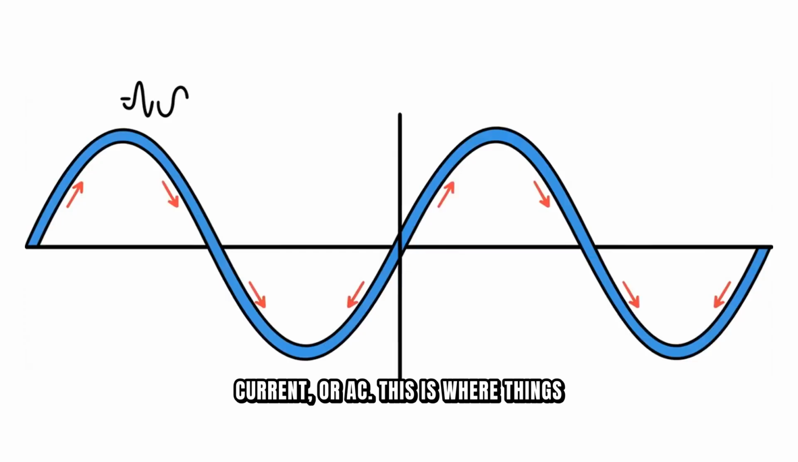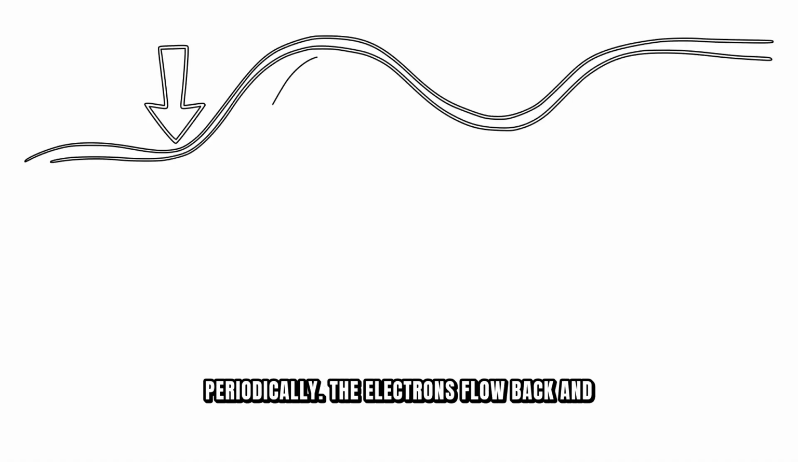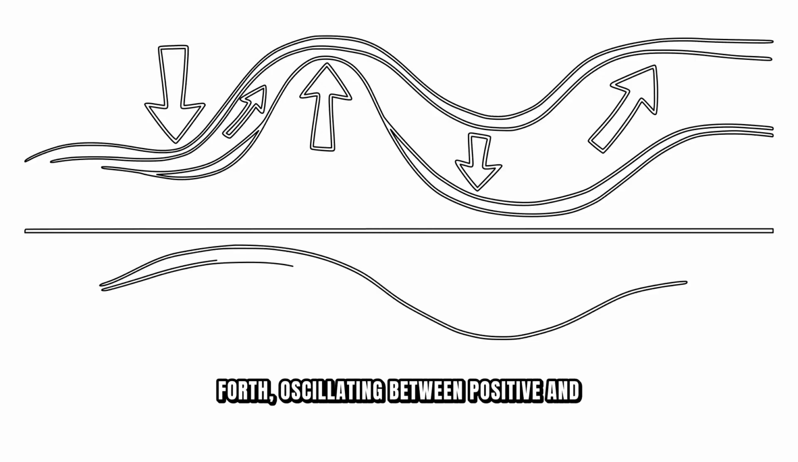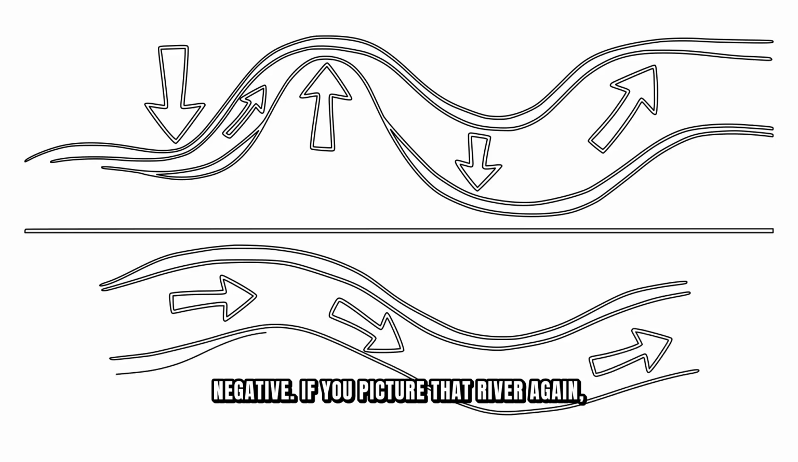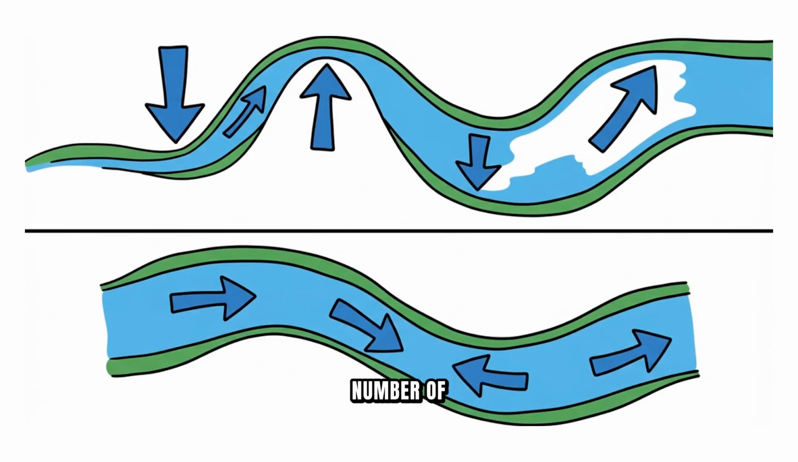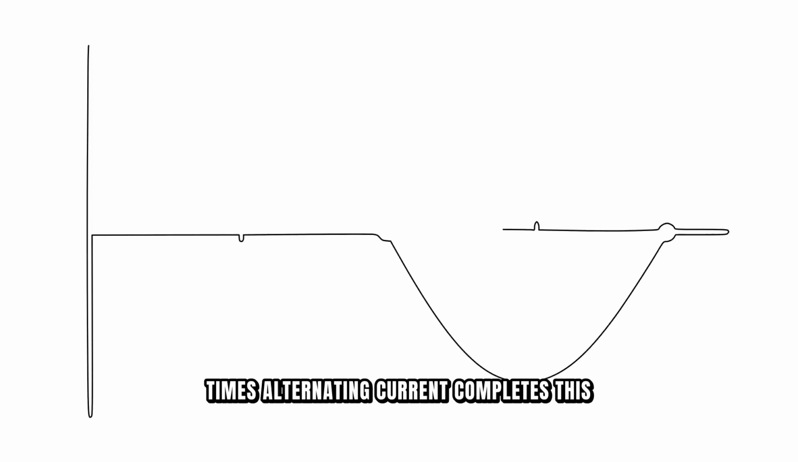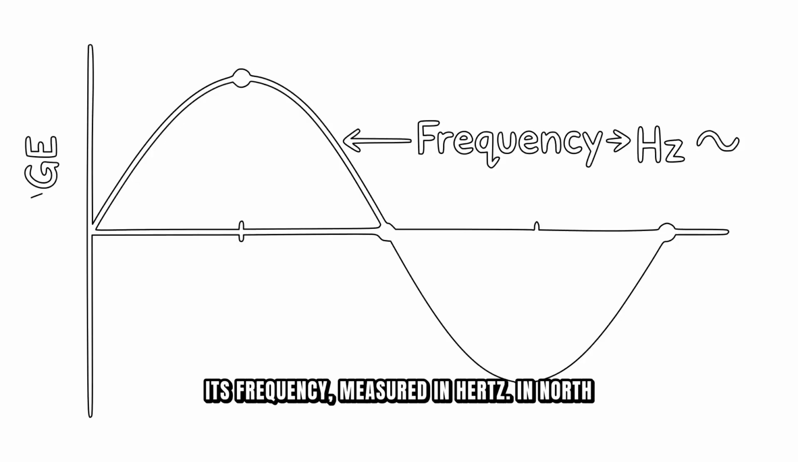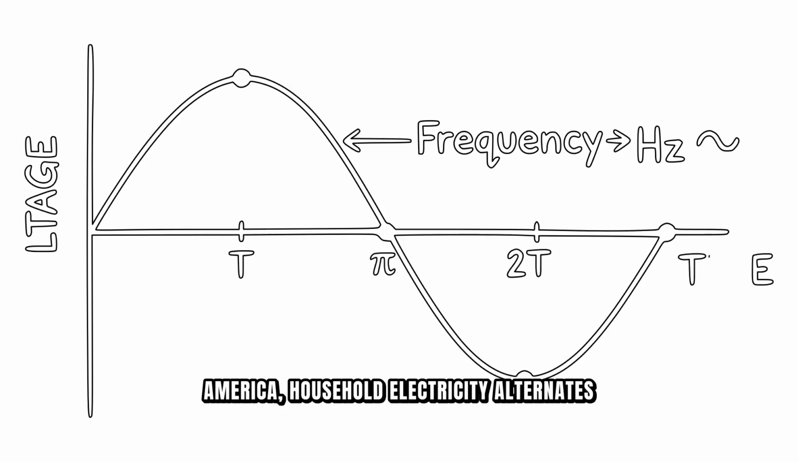Now let's talk about alternating current, or AC. This is where things get interesting. Instead of flowing in one direction, alternating current reverses direction periodically. The electrons flow back and forth, oscillating between positive and negative. If you picture that river again, imagine the water suddenly reversing course, flowing backward upstream, then forward again, then backward again, constantly switching directions. The number of times alternating current completes this back and forth cycle per second is called its frequency, measured in hertz.